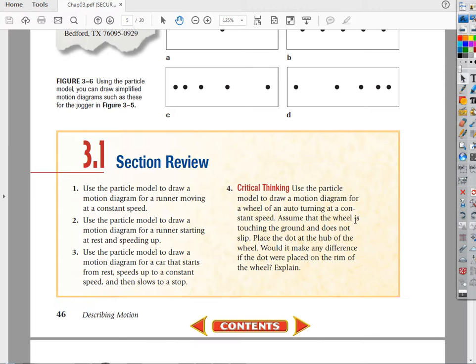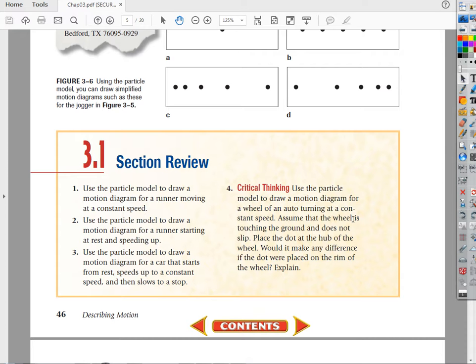I know you haven't had a chance to think about this, so we'll just do our best. What do you think about number 4? What about if we were to use the particle model to draw a motion diagram for a wheel of an auto turning at a constant speed? Okay, let's assume the wheel is touching the ground and doesn't slip. Let's start off by placing the dot at the hub of the wheel. Hub's in the middle, yeah.